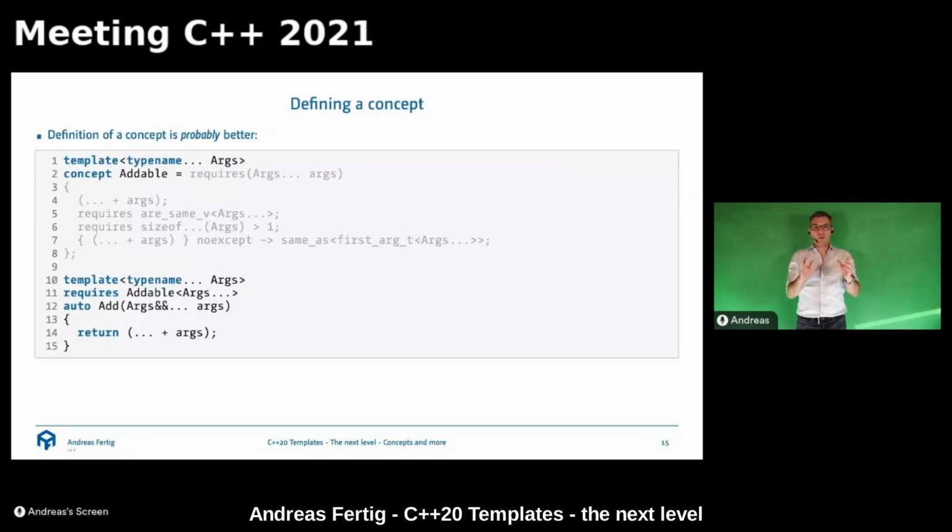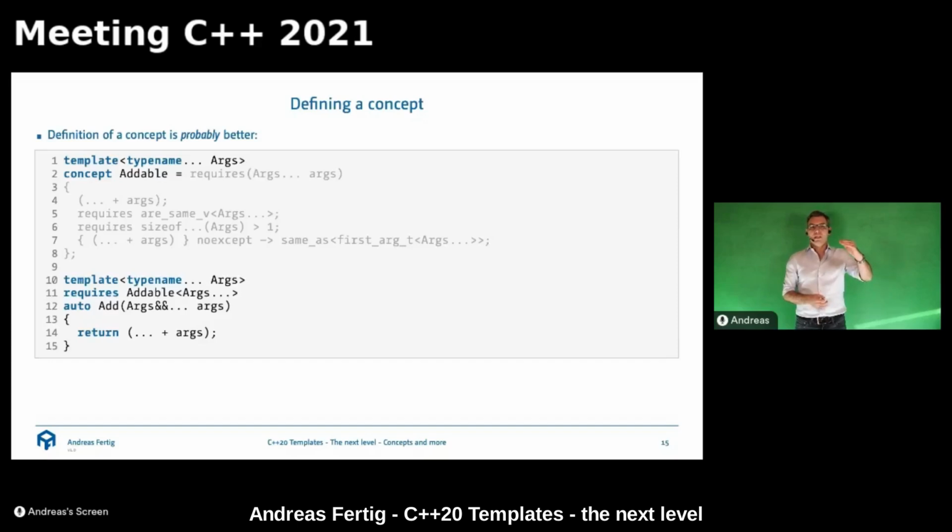So this is our first own concept. It starts in line number 1 with a template head. It takes a varied number of arguments. In line number 2, I say it's a concept. I call it addable. And then after the equal sign, I assign the requires expression we previously created and used in the ad hoc constraint as well to assign it to this concept.